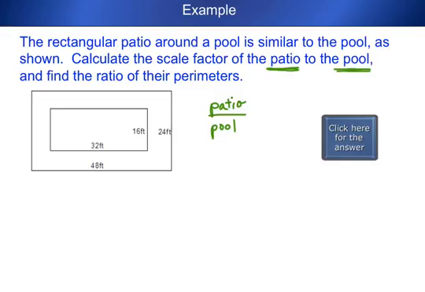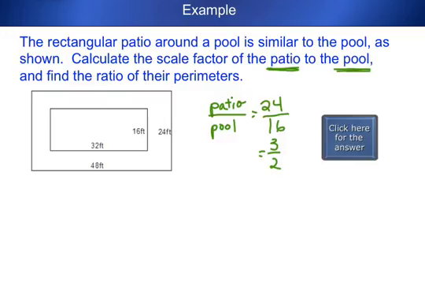I want to calculate the scale factor of the patio to the pool, and I want to find the ratio of the perimeters. Well, the patio width is 24, and the pool is 16, and then we would reduce that. 8 goes into each of these, so I end up with 3 to 2. So the scale factor is 3 to 2.